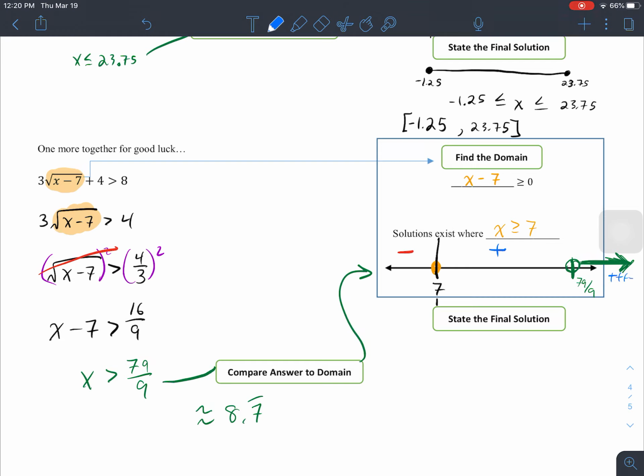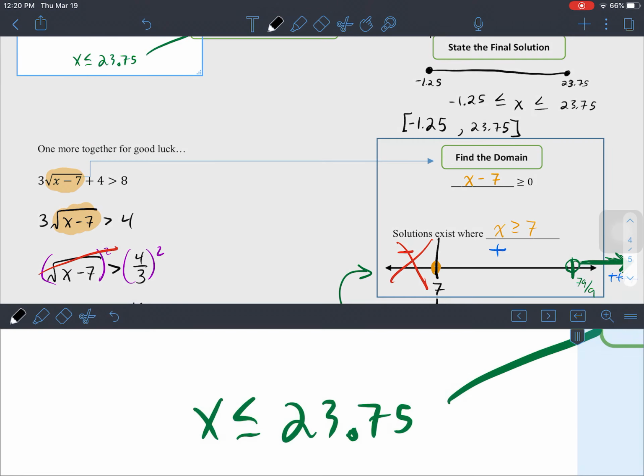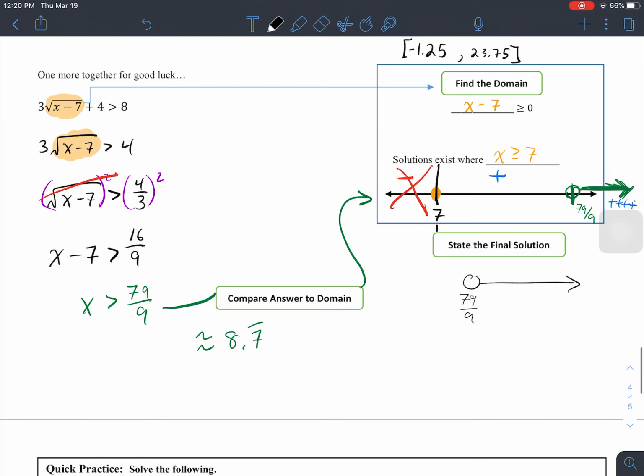It is pointing to all these positive numbers over here already. There's no issues with it. I am not in any way going towards this bad area. I'm avoiding it completely by going to the right. So my answer is an open circle on 79/9 going to the right. So that is x is greater than 79/9.